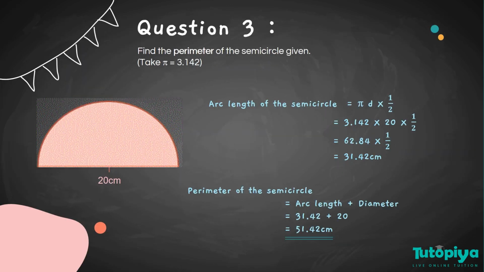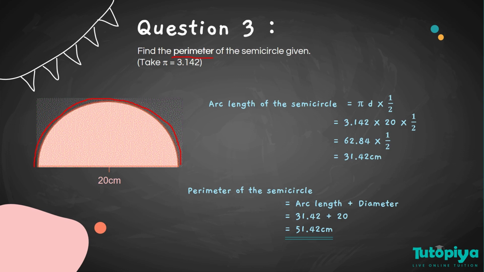Okay, question number 3. Find the perimeter of the semicircle given. Here you see they have not asked you the circumference, they are asking you the perimeter. So you need to clearly understand the difference between the perimeter and the circumference. Circumference here is the length of the arc given. That is, this part of the circle is called the arc length. You call it the arc length because it is part of the circle. We call it an arc.